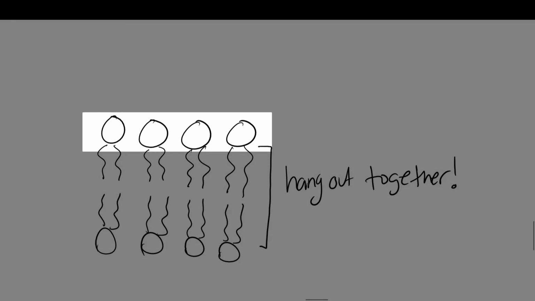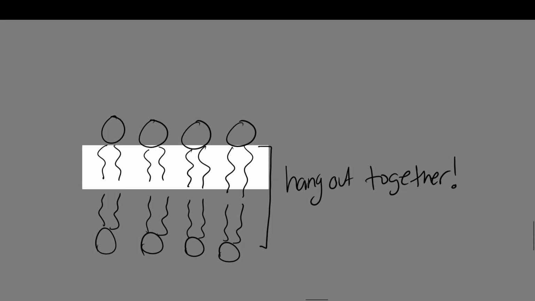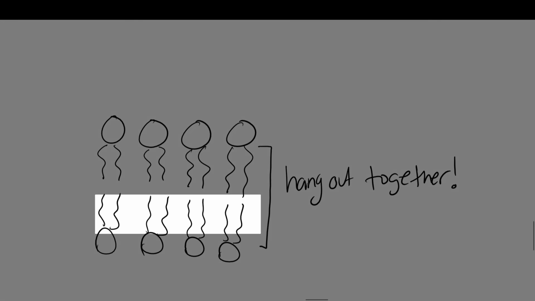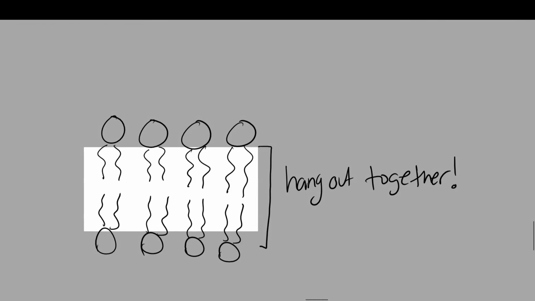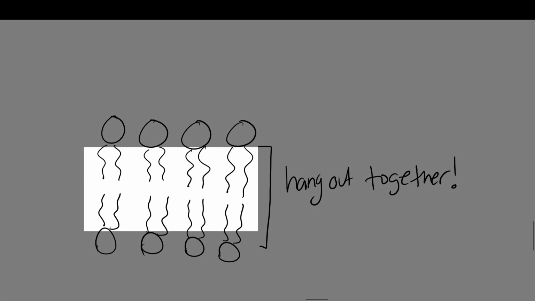These phosphate heads are all in line. These lipid tails are all in line. And check it out. These tails flip around. So that means that these tails all hate water and are all hanging out together. There are no heads in the middle here because they love water.